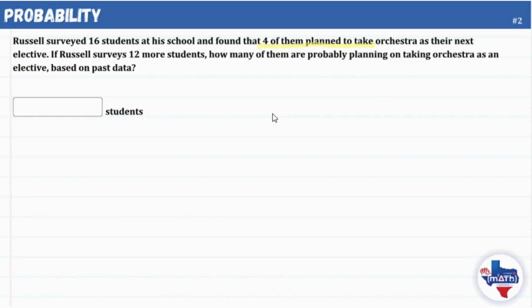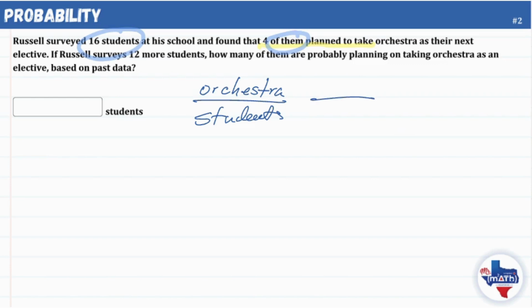So we have that 4 of them plan to take orchestra. 4 of them is out of the 16. Okay, so we'll set up our proportion. We're interested in the people who want to take orchestra out of the students that were surveyed, the total number of students. So if we set up a proportion, we can say that 4 of them plan to take orchestra, meaning 4 out of the 16.